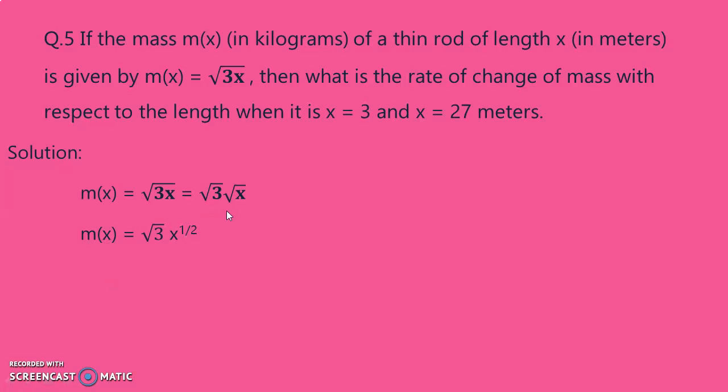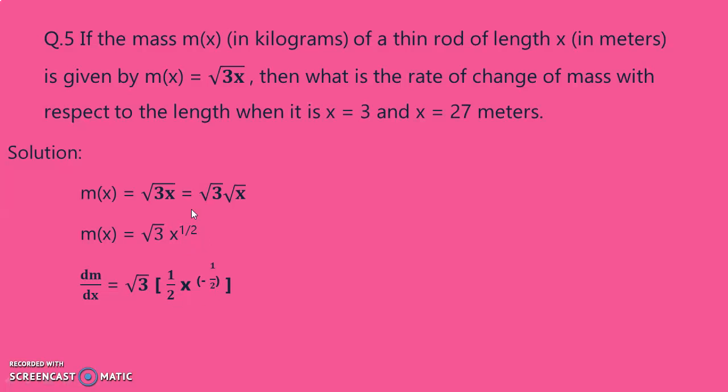So to find that, we can write this root x as x power 1 by 2. The square root will be defined as the power of 1 by 2. Root 3 into x power 1 by 2. Then we can find the rate of change of mass m with respect to x, that is dm by dx. Root 3 will be constant, therefore we can take this out, and this will be written in the form x power n, that is n into x power n minus 1.